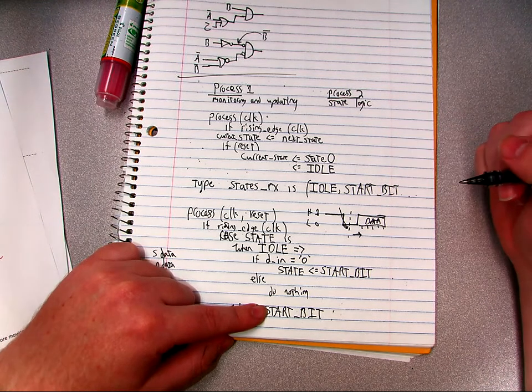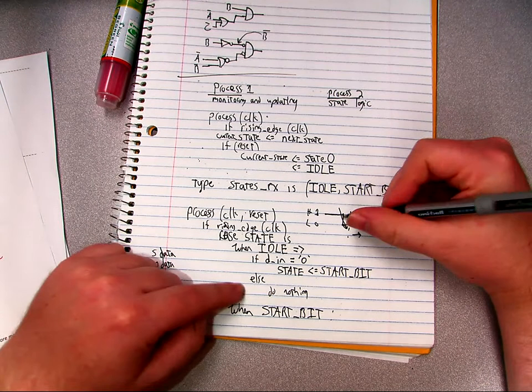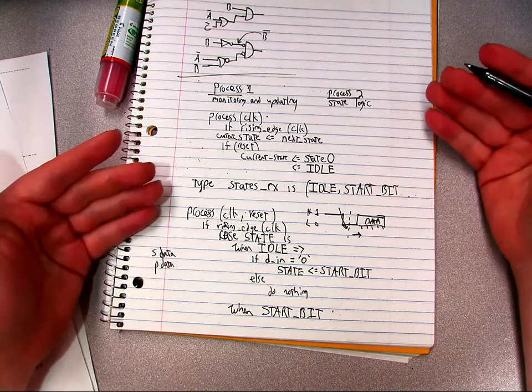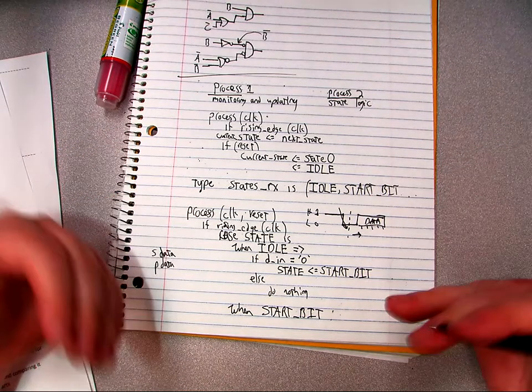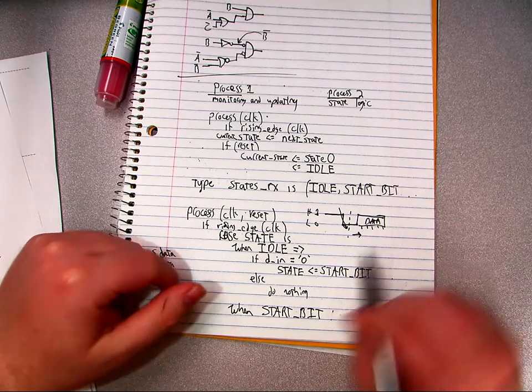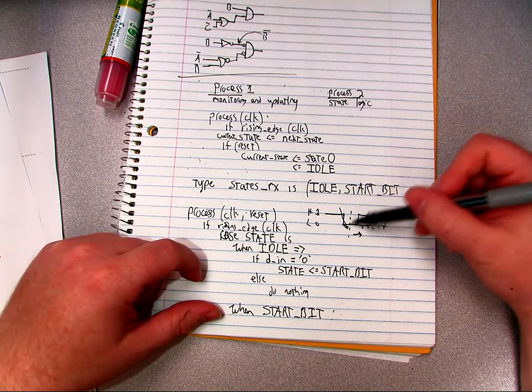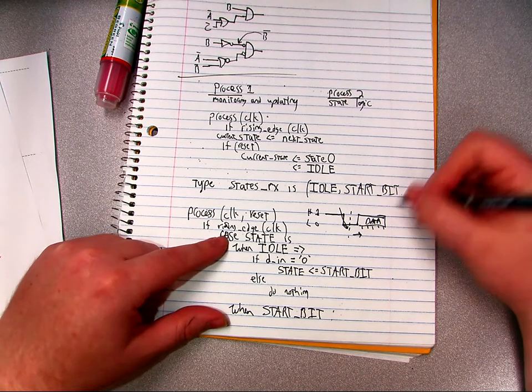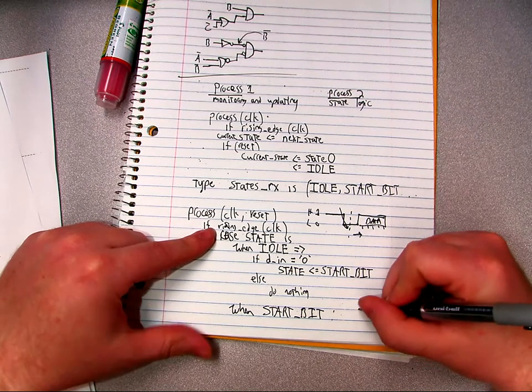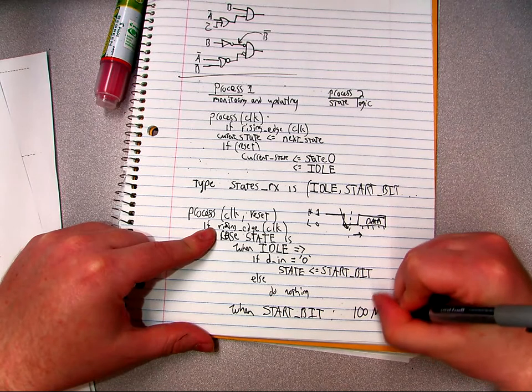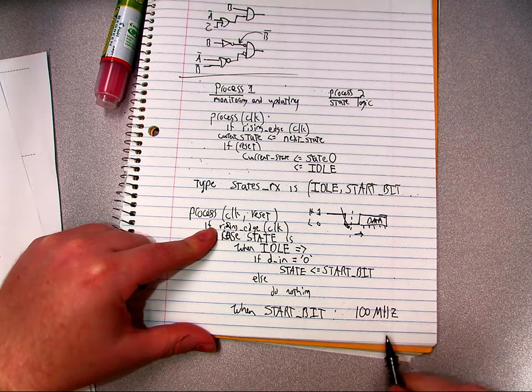But start bit just needs to wait. So it's a simpler version of the read data state, whatever you want to call that. But it needs a counter. And we have access to a 100 megahertz clock. We know this is going to be an input. This is coming from the board.